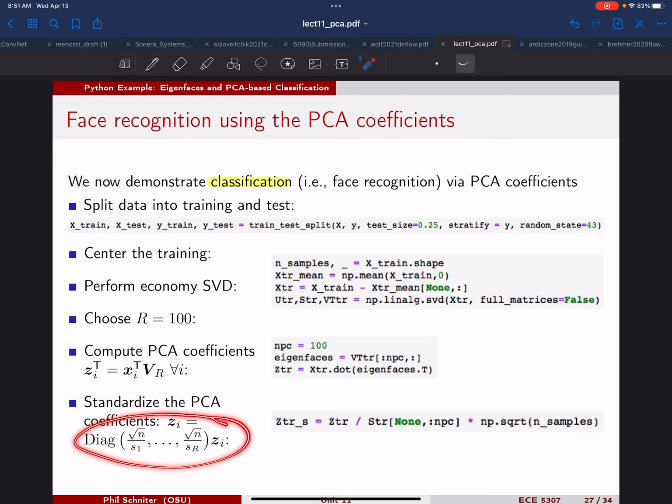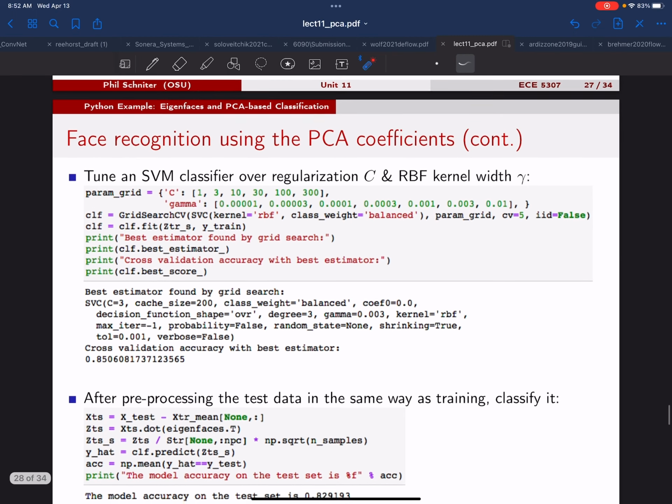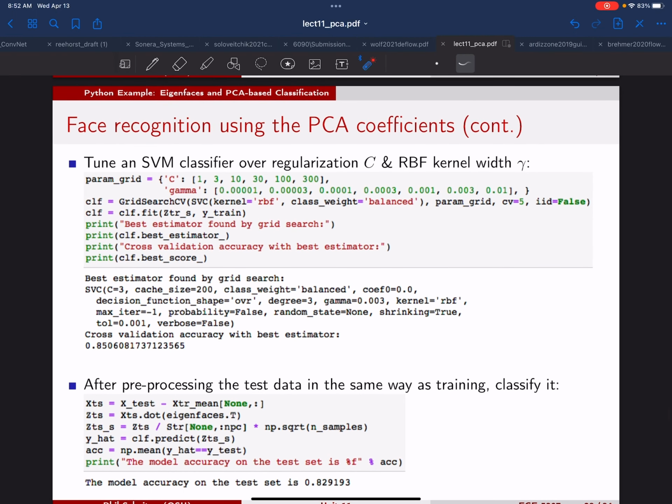So we were doing this. So now we have the data that's ready. It's centered, it's ready for classification. So we'll just plug it right into an SVM classifier. We'll do a search over the regularization parameter C, radial basis function kernel with gamma. Use grid search CV.